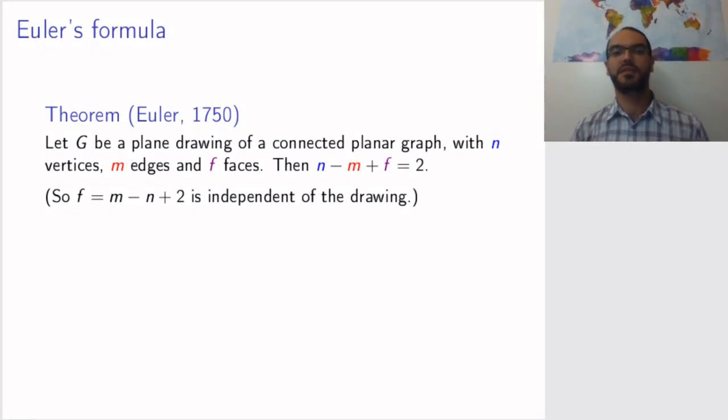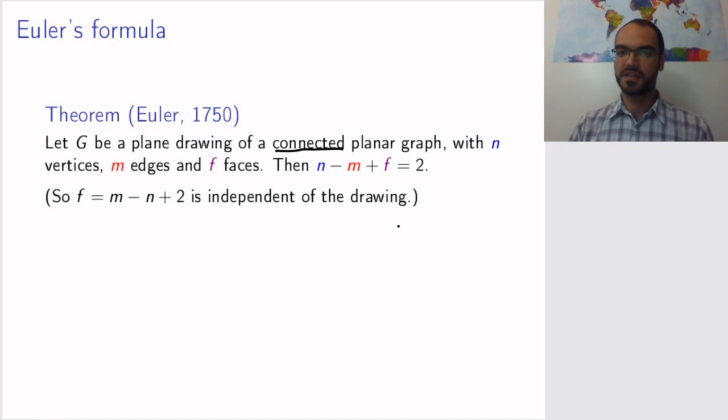So the formula that Euler discovered that ties together the number of faces, edges, and vertices of a plane drawing of a planar graph is the following. If you have such a graph, and if you assume that it's connected, so for now this assumption will be important, then the number of edges, vertices, and faces is tied together by this formula. Number of vertices minus number of edges plus number of faces is equal to 2. This applies for any plane graph.